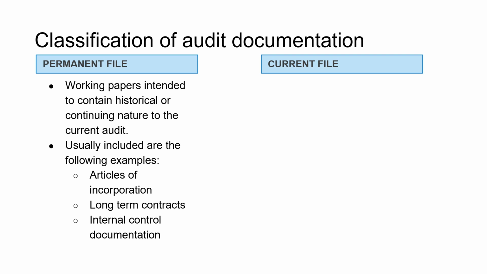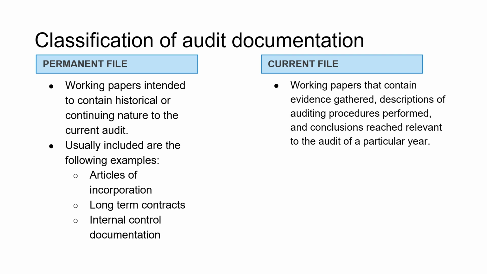Okay, because we also do not expect internal control systems to change year by year. Maybe the control activities, some of them may be removed, and then the company or the client may add new ones. But in terms of the actual internal control system, we don't expect it to change dramatically or significantly every year. So our internal control documentation also falls into the permanent file.